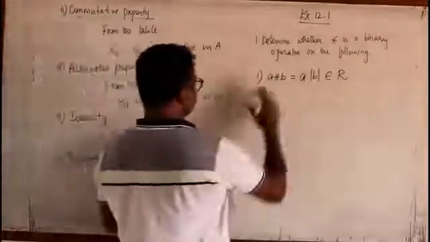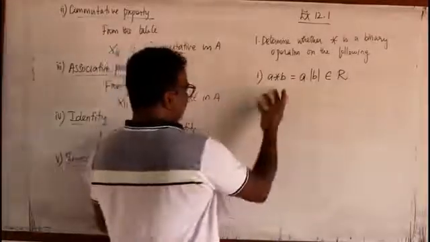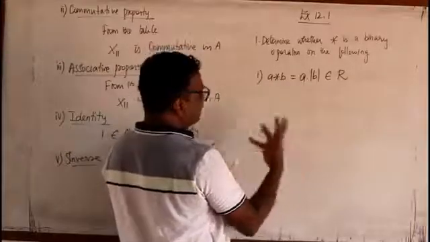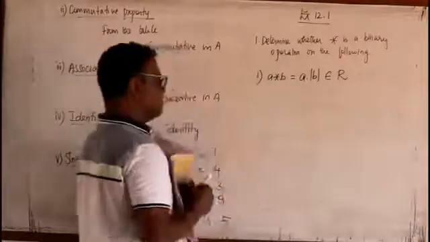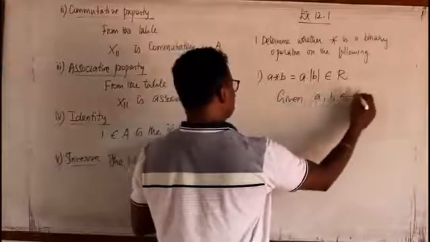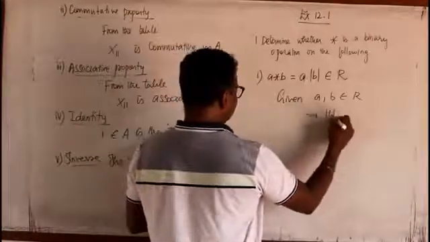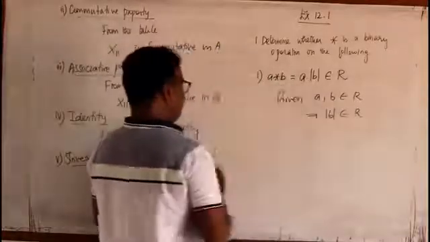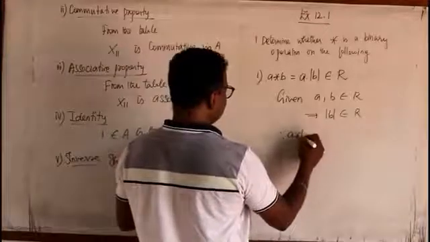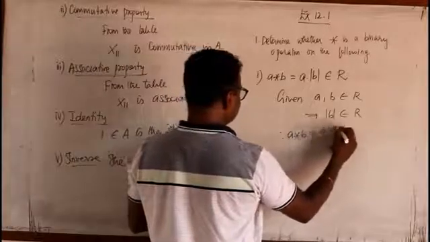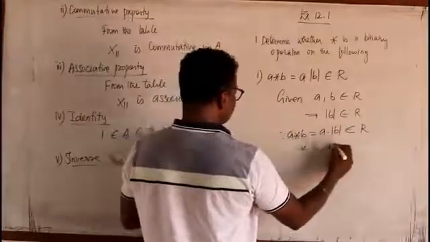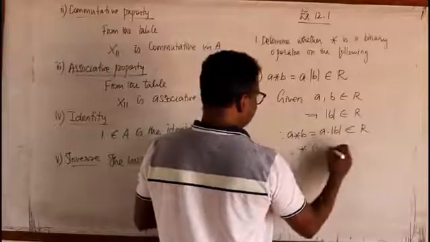I must check whether this is a binary operation. That means I must take two elements from R and do the operation by this rule, and I must see whether the result is also in R. That's all. Now listen here. Given A and B belong to R, and we know modulus of B also belongs to R, and multiplication always results in a real number. Therefore, A star B equal to A into modulus of B definitely will be in R. Therefore, star is a binary operation.